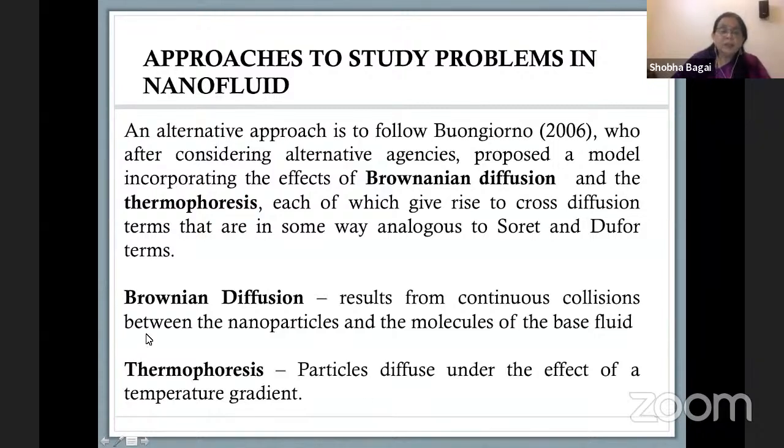As I mentioned, the Brownian diffusion basically results from the continuous collisions that are going to happen between the nanoparticles and the molecules of the base fluid. Whereas thermophoresis is basically how the particles diffuse under the effect of a temperature gradient.